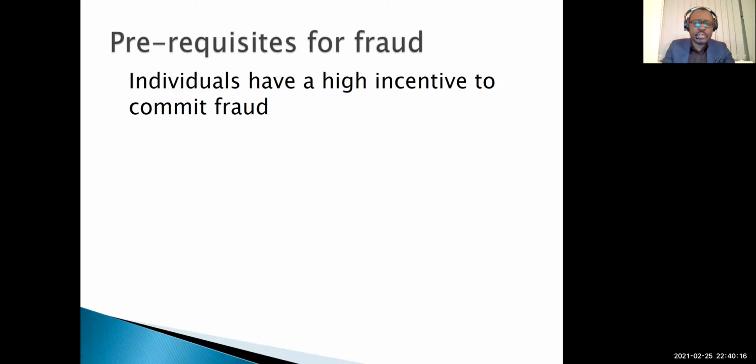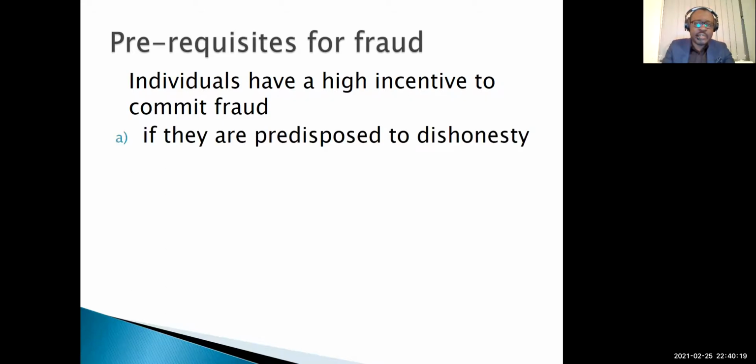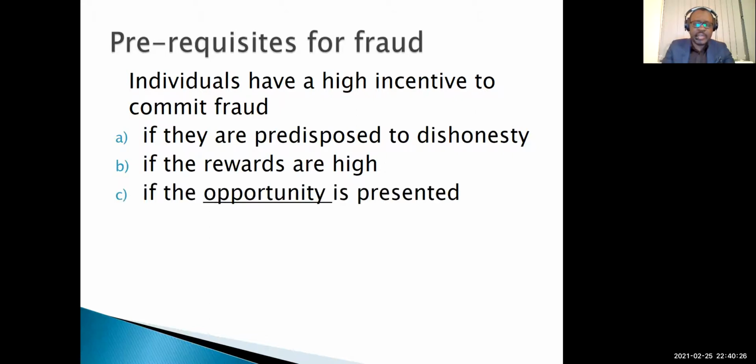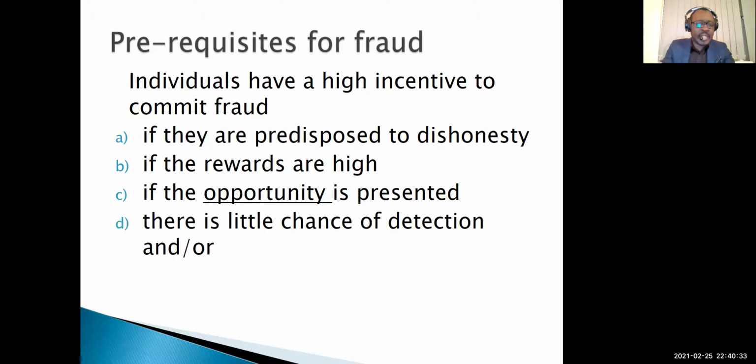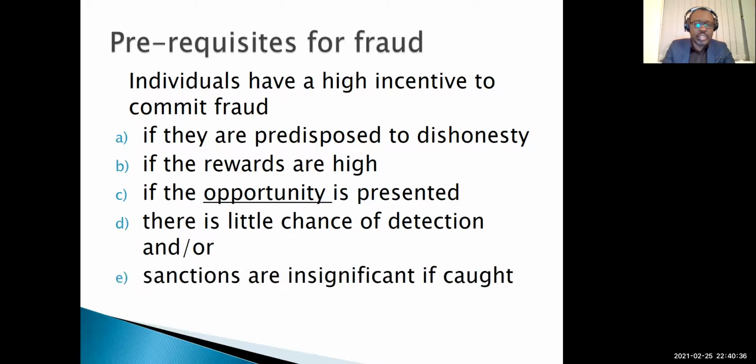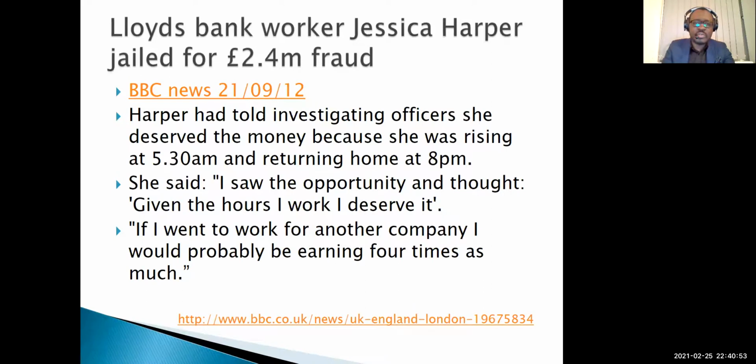There are some prerequisites for fraud. So individuals, as we've just explained, could have high incentive to commit fraud. If they are predisposed to dishonesty, if the rewards are high, I may be motivated to go for it if the opportunity is presented. There's also little chance of detection. Controls are weak. Sanctions are insignificant. I defraud and you get me, and you just give me 1 month off without pay, when I know that what I've stolen from the company is worth 2 years of pay. It will cause me to move on to commit more fraud. Take the example of the Lloyds Bank worker, Jessica Harper. This staff was jailed for a 2.4 million fraud.